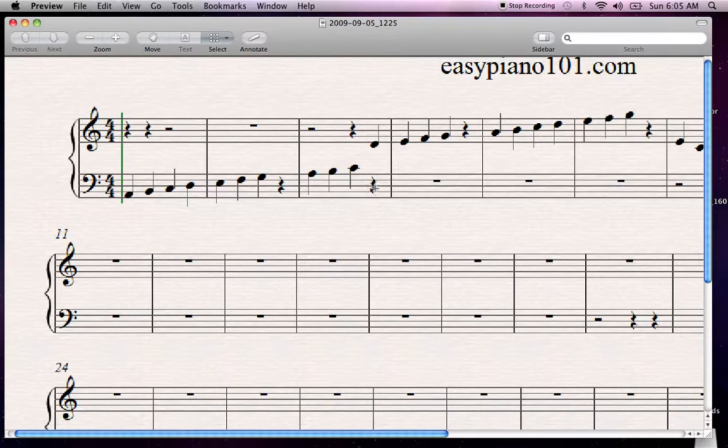Now you see this? Here you have a quarter note rest in the bass, because both hands have to play. So here's the left hand playing this. Now you're going to start with the right hand here, but the left hand is resting. So the bass is a rest, and the right hand goes on. 1, 2, 3, 4.